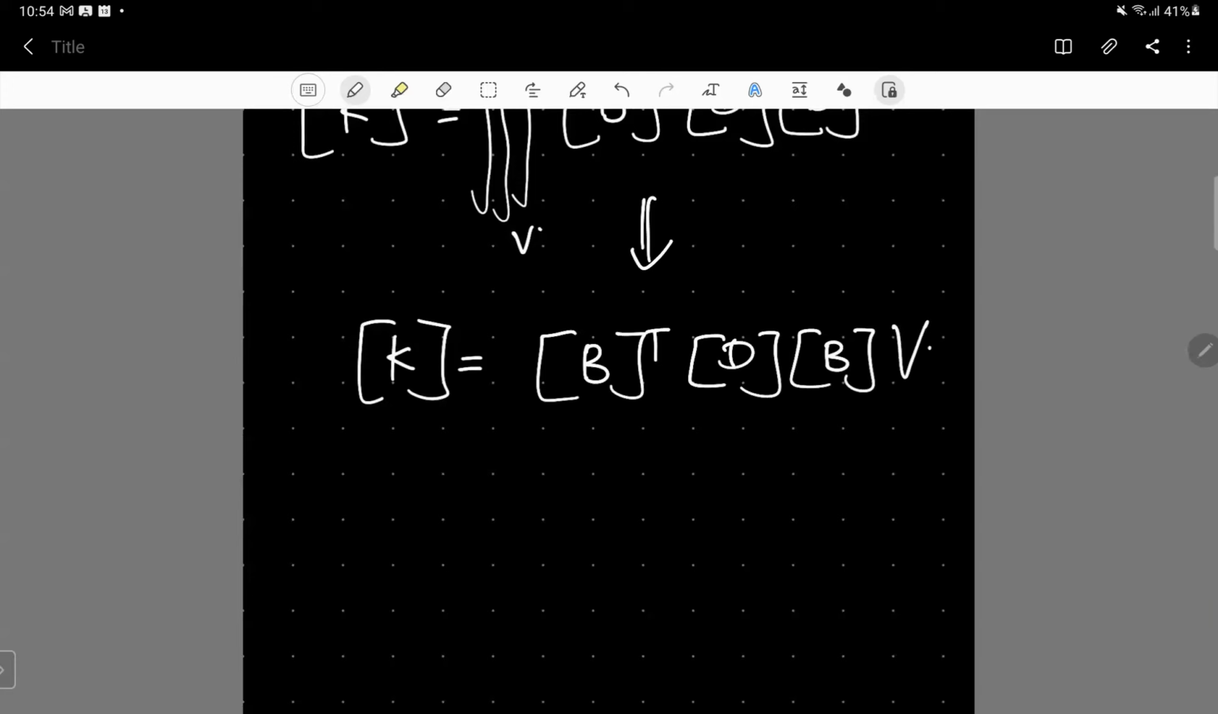So here again, V is the volume of the element, and of course the element stiffness matrix is of order 12 by 12. So this is the main thing that I wanted to highlight today.